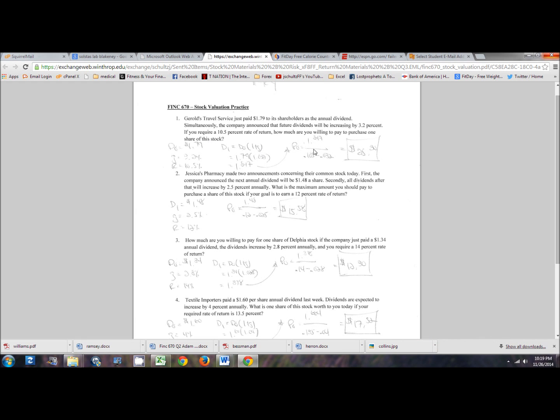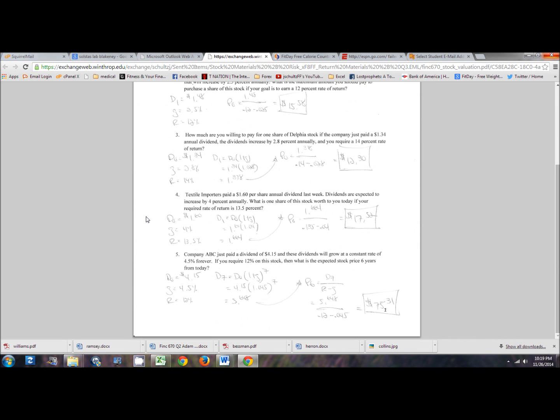So what you need to use is the constant growth formula, which you actually see right here. That is P0 is equal to D1 over R minus G. Now, you're given D0 at $1.79, so you need to find D1. And again, as you saw in the stock valuation basics lecture video, D1 is equal to D0 times 1 plus G. So that's how you get your 1.847. That pops right into this equation, and then it just becomes a simple plug and chug. You get $25.30. So that's number 1 from the stock valuation practice.